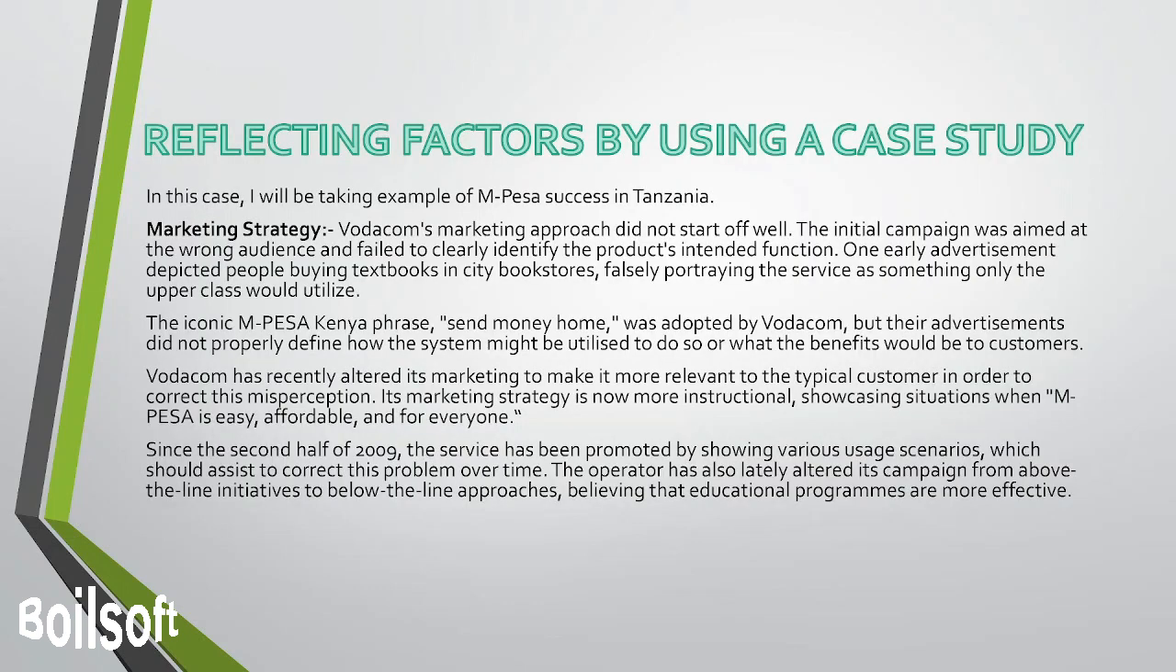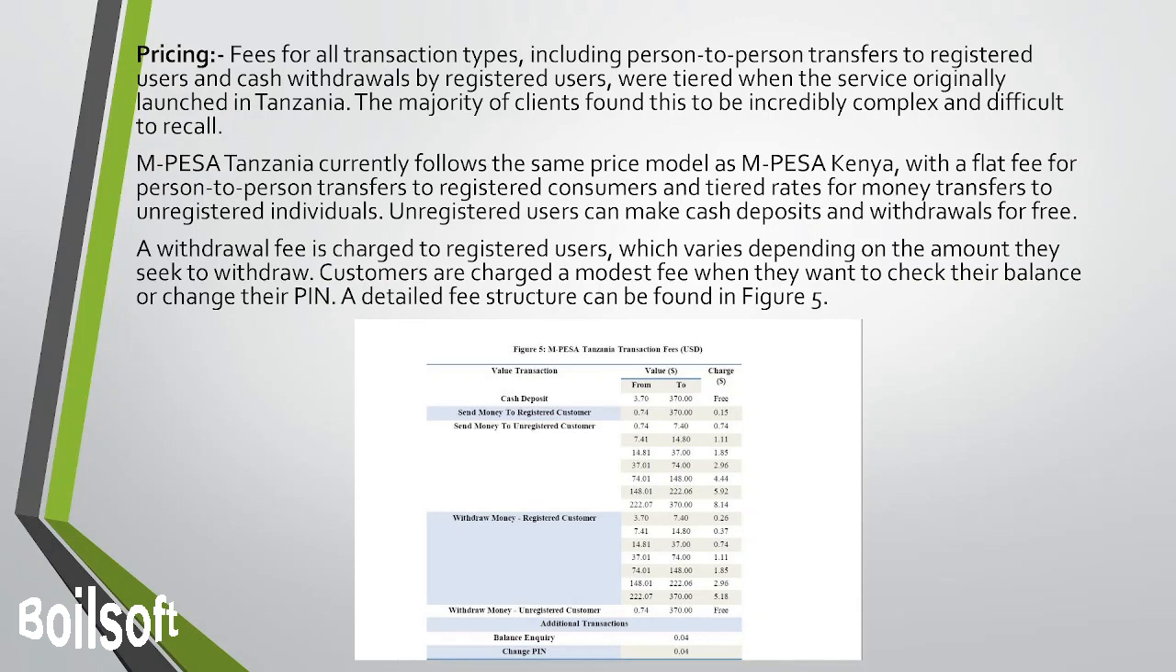So I will start reflecting on factors by using a case study for M-Pesa, with the phrase like "send money home". It was adopted by Vodacom in Tanzania, but it didn't work much. But the advertisement was first depicted as people buying textbooks in city stores, and through that it came easy, and they got to know that M-Pesa is easy, affordable, and for everyone. Since the second half of 2019, it became successful.